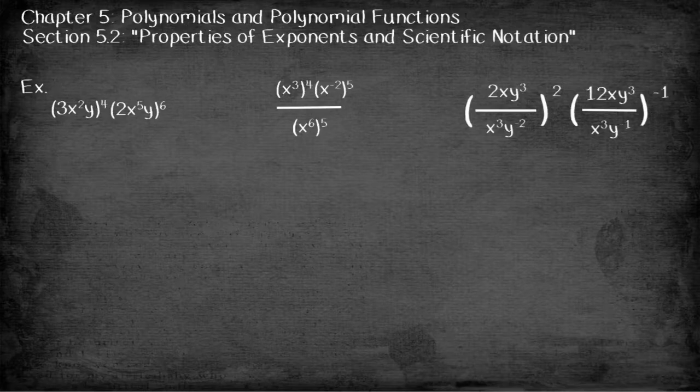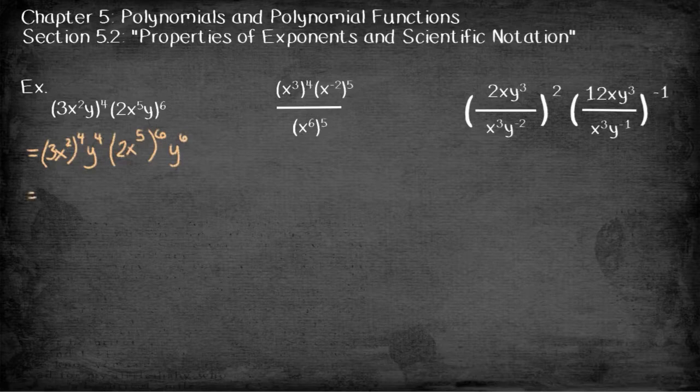All right, challenge time. We've got these last 3 beastly examples to look at, so let's go. Up first, we have 3x squared y to the 4th times 2x to the 5th y to the 6th. We're going to combine a bunch of properties in tandem. So first, I'm going to rewrite this as (3x squared)^4 y to the 4th. And I'm going to do a similar kind of thing here. So I have (2x to the 5th) y to the 6th.